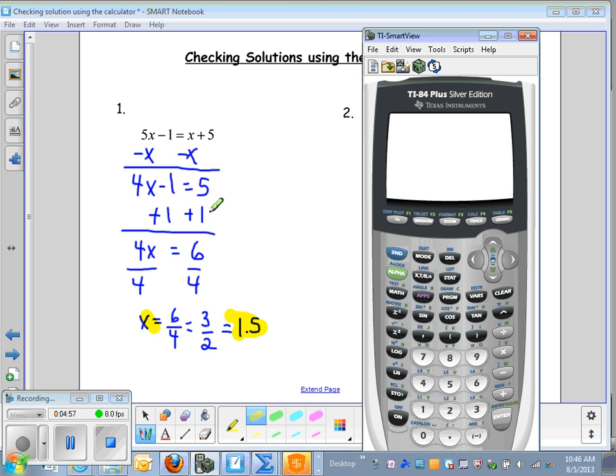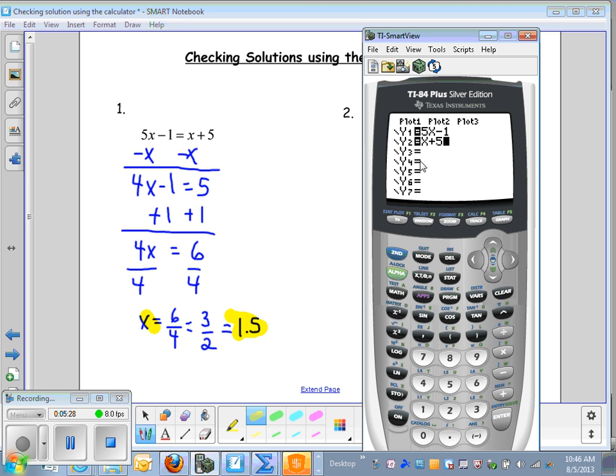All right, so I'm going to call up my calculator, and I need to enter this into the y equals. So I'm going to hit y equals, and I'm going to enter the left side of the equation. 5, I'm going to choose this button for x, and this is minus 1, not negative 1, minus 1. And then I'm just going to arrow down. And for y2, I'm going to enter x plus 5. I'm going to hit this key for my x key plus 5.